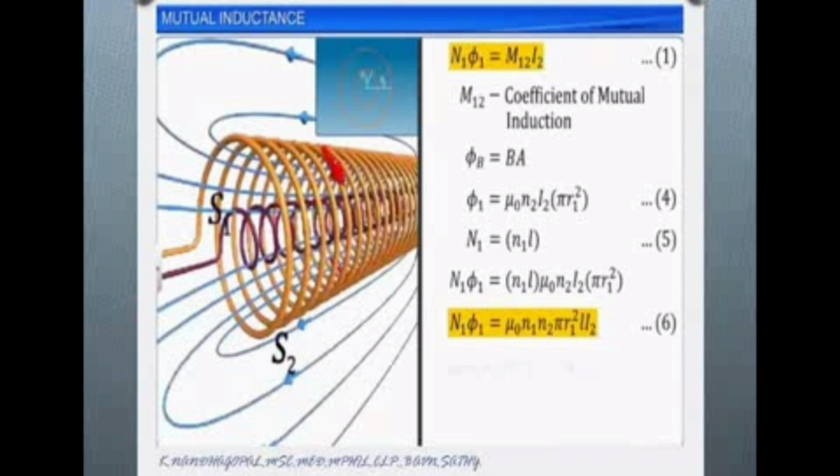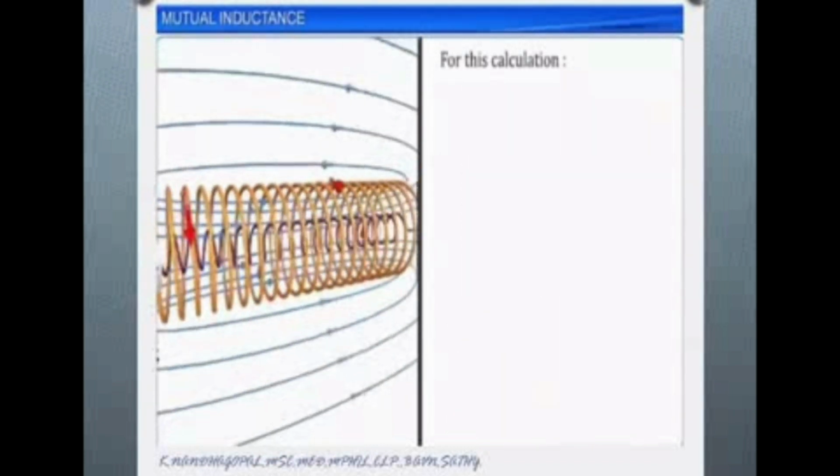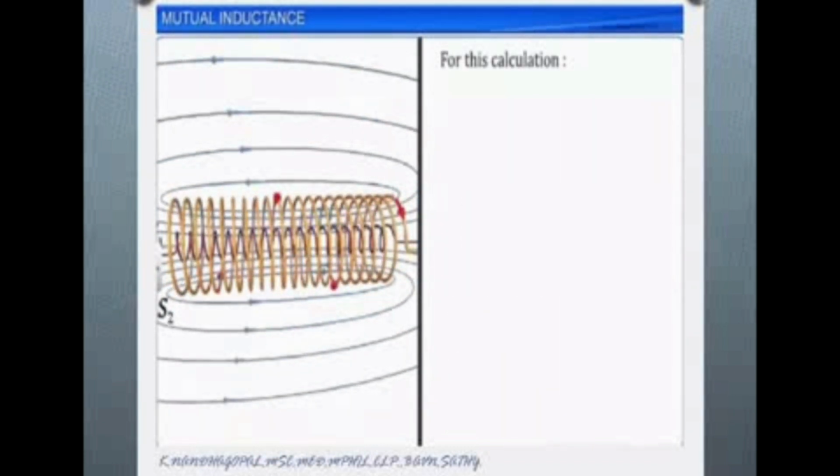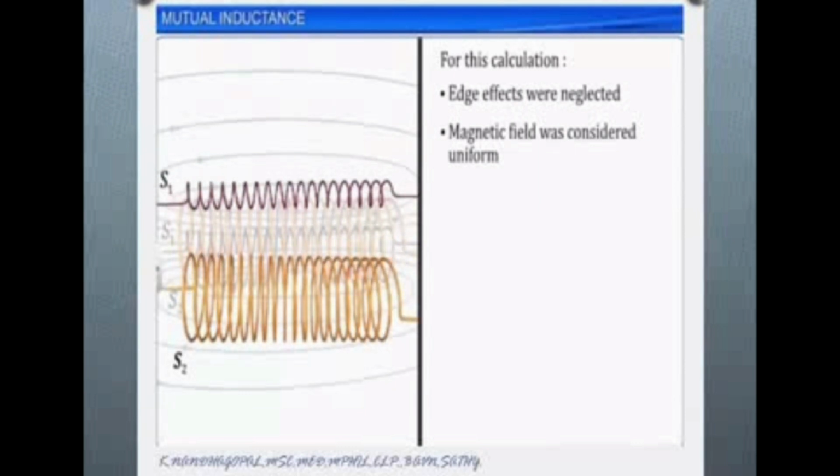Combining equation 1 and equation 6, you can write like this. I2 cancel each other. Finally, mutual inductance you will get M12 equals mu naught N1 N2 pi R1 square L. So this is the mutual inductance produced in the second coil due to the first coil. For this calculation, edge effects were neglected. Magnetic field was considered uniform. Solenoids of equal length were chosen, so the two coils have the same length.